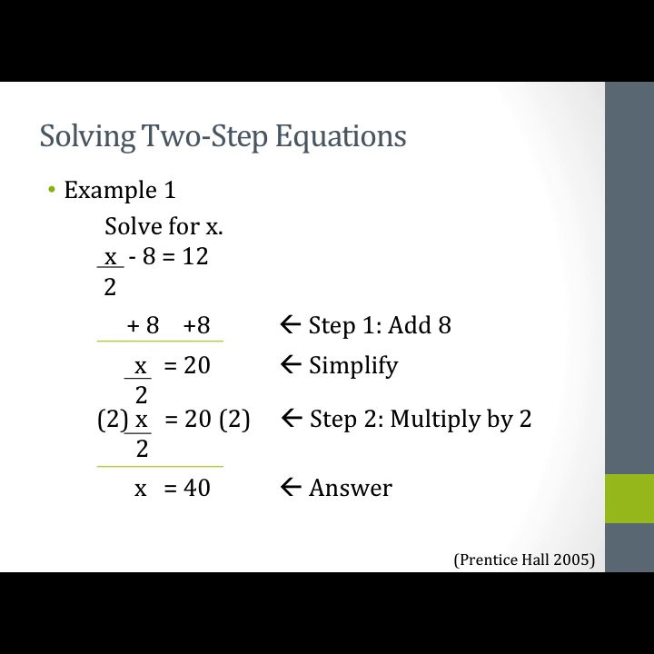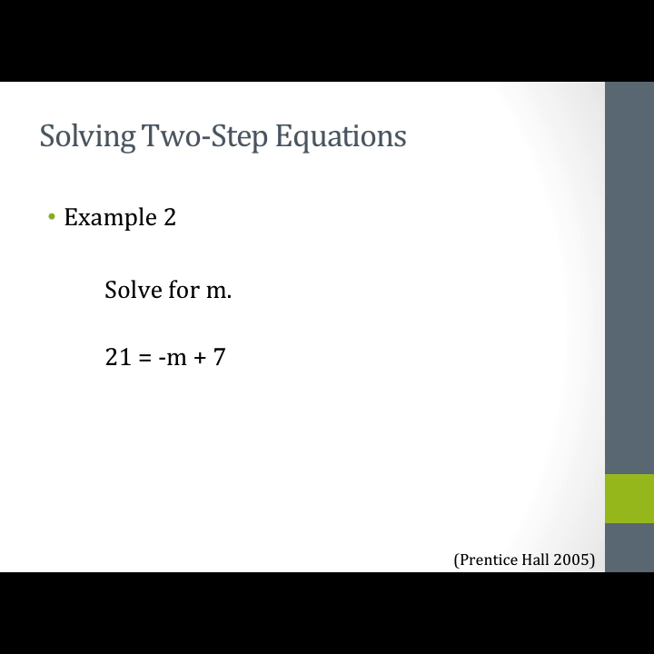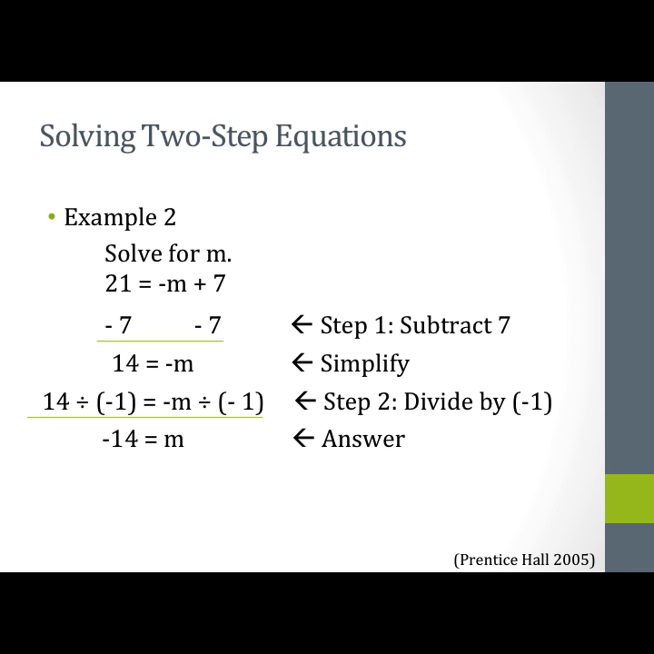Sound easy enough? Alright. So then we're going to do it again. This is example 2, and in this case we're going to solve for m. And our equation this time is 21 equals negative m plus 7. Alright, so first step again, we want to get the m term by itself. In this case our first step was subtracting 7 from both sides, as seen here. If we simplify this, we're going to get 14 equals negative m.